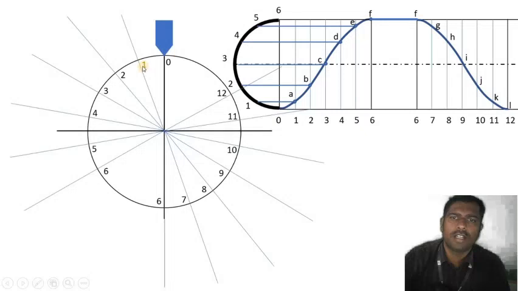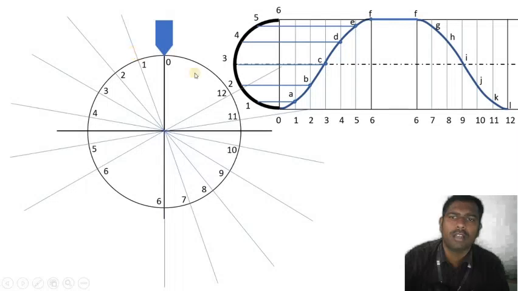The knife edge follower has to be drawn at the point 0, and it should start from 0, 1, 2, 3, 4, 5, 6 to 12. From 0 to 6 it has an outstroke. From 6 to 12 it has a return stroke. At this point 6 there should be a dwell after the rise.